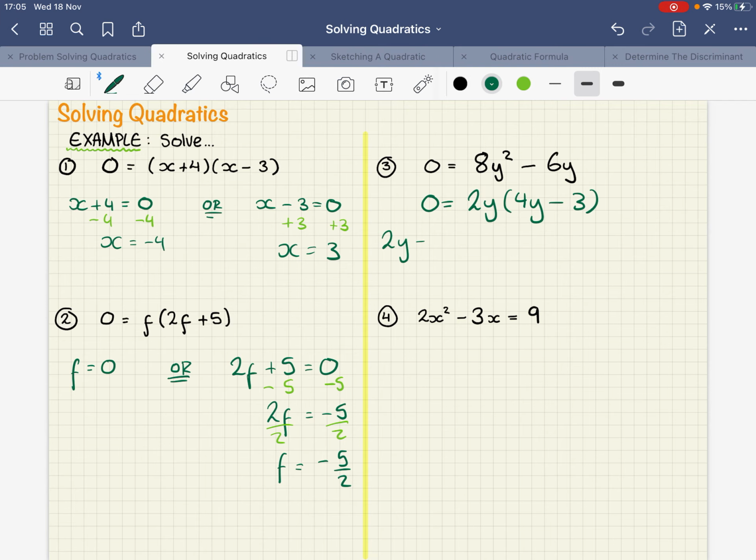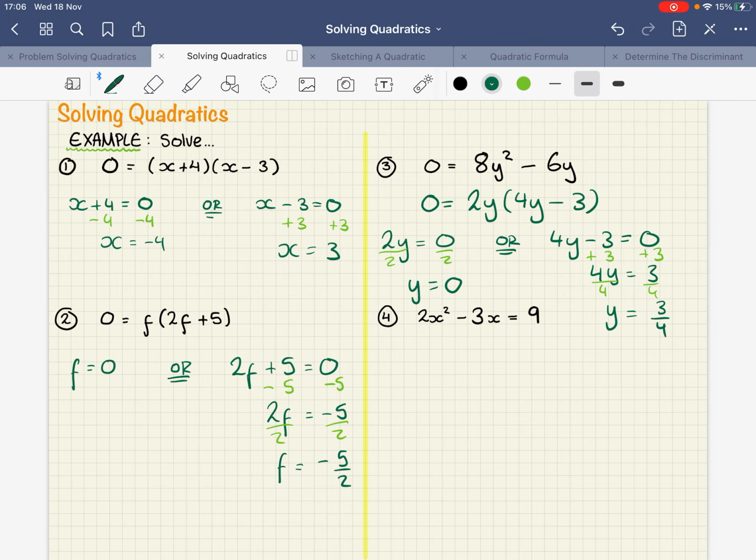So either that 2y equals 0, or that 4y minus 3 equals 0. Well, for that first one, if I divide it by 2, doesn't really make a difference. That's still just going to be y equals 0. And on the second one, add 3 to both sides to get 4y equals 3. Then divide by that 4 to give y equals 3 over 4.